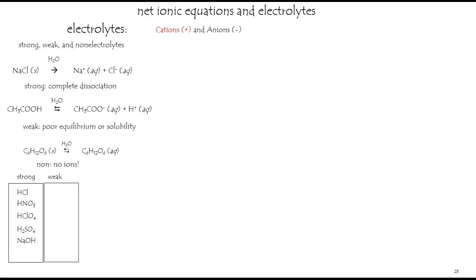So strong electrolytes can include the strong acids like hydrochloric, nitric, perchloric, sulfuric, as well as some of the strong bases like sodium hydroxide. The weak ones are those that only dissociate less than 1 part per thousand, like acetic acid, hydrofluoric, nitrous acid, ammonia. Water's even 1 part in 10 million, so even less.